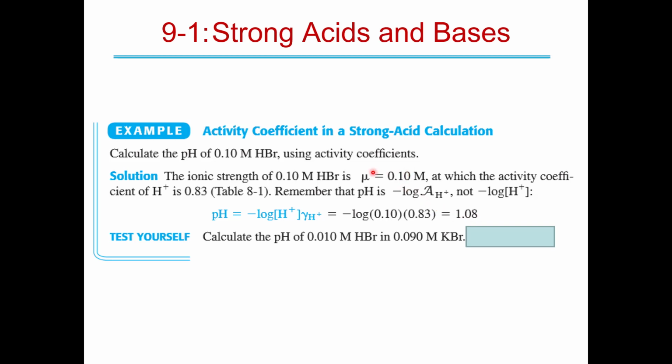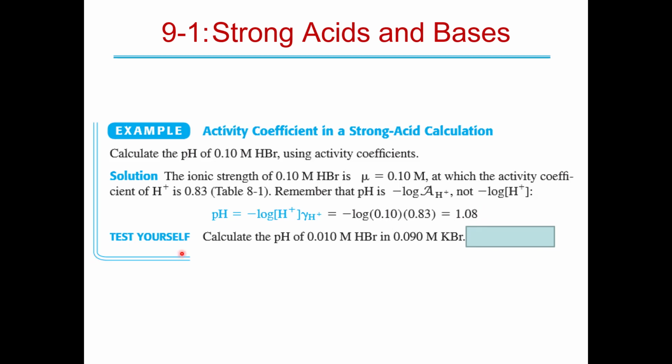Now, if you work this problem without activities, we would get a pH using our other definition, negative log of 0.1. We would get a pH of 1, right? So we're not that much different, but in cases where we need to do precise work, maybe we do care about pH changes that are out here in the hundredths place, and we would need to include the activity coefficient.